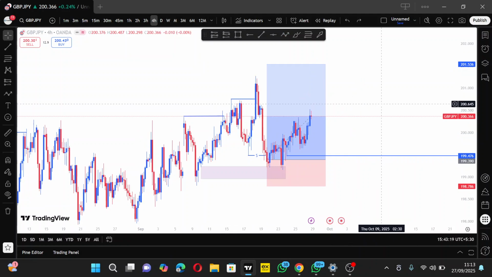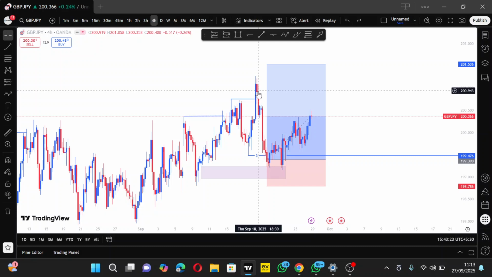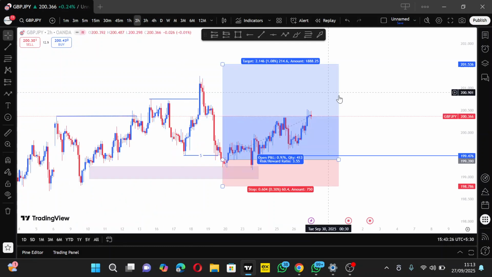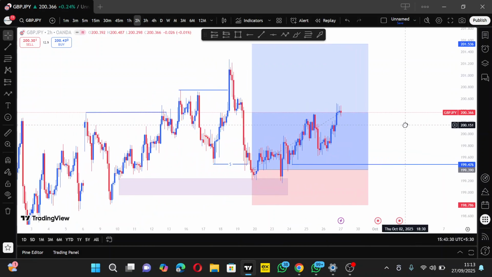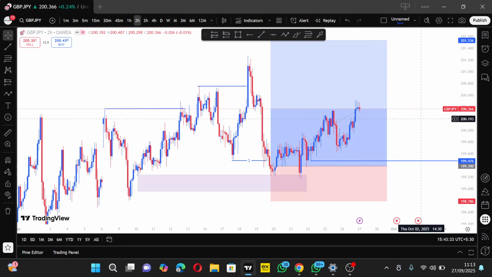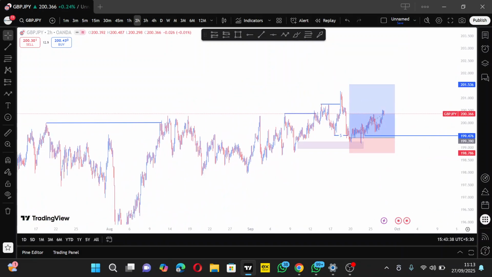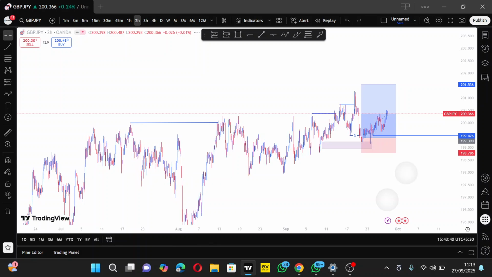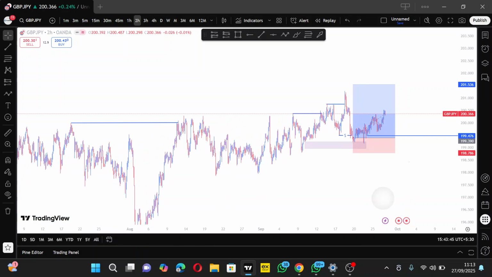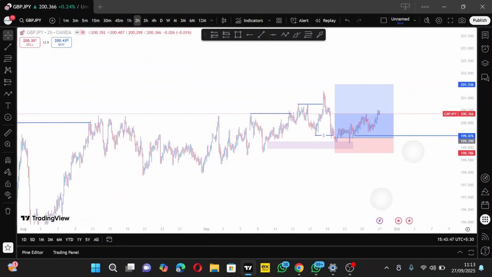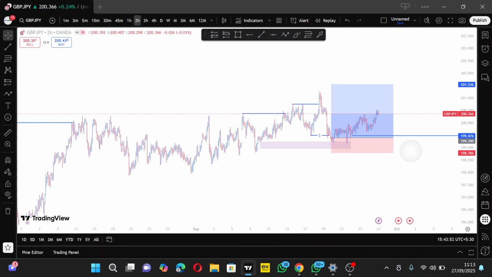So it's very, very easy. I know some of you are marking this area as a point of interest. Let me explain something here. You might be right, but first liquidity swept, break, change again the liquidity.